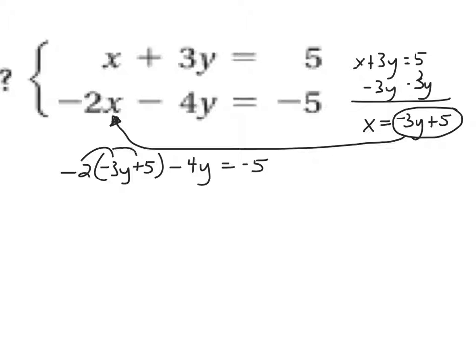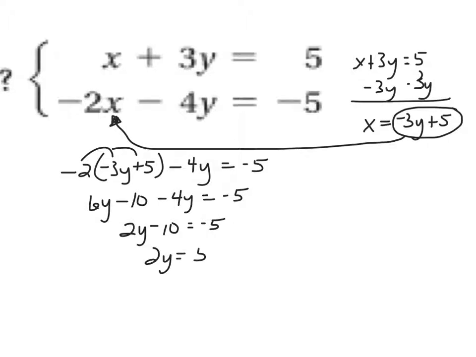Then I'm going to distribute. That's positive 6y. That's negative 10. Okay, 6 minus 4 is 2. If I add 10 to each side, and if I divide by 2, I'm going to end up with a decimal of 2.5.